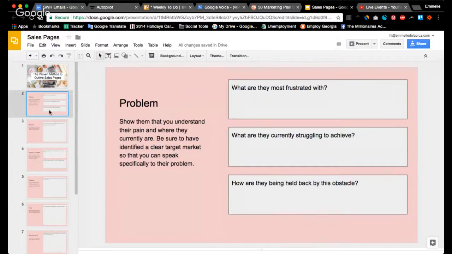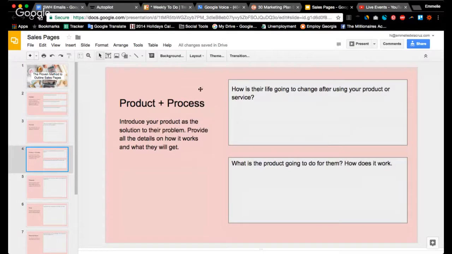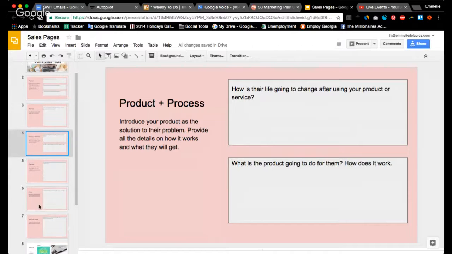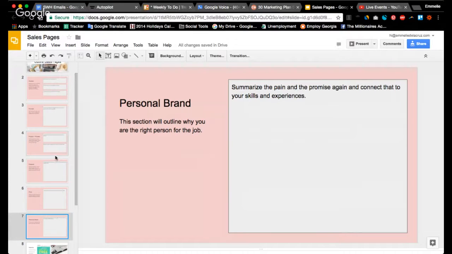So if you only provide the problem, they're not going to feel comfortable enough that you can provide the solution. If you don't clearly outline the product and the process or the price point, they might get confused and not trust it and not purchase. If you leave out your personal brand, they might not know if you're really qualified or credible to get the job done. So each one of these sections is important and each one of these sections serves a purpose.